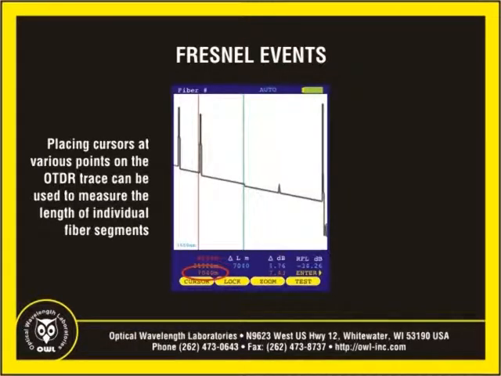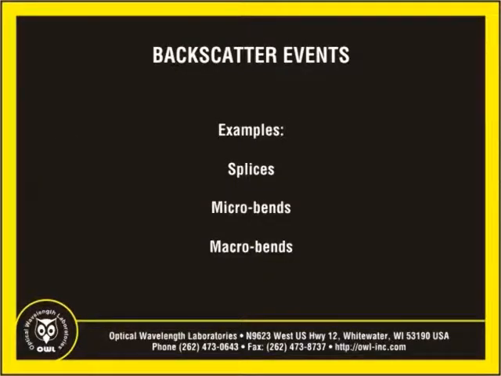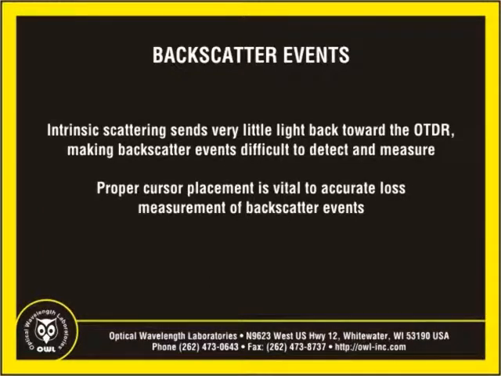Placing the cursors at various points along the OTDR trace can also determine the length of individual segments of the fiber network. The OWLTrek can also detect and measure backscatter events on short to moderate length fiber links. Tweaking pulse width and averaging settings may enhance the OWLTrek's ability to detect backscatter events. However, even with optimal settings, some low-loss backscatter events may not be detectable. Backscatter events are more difficult to measure and interpret than reflective events. Proper cursor placement is vital to the accurate measurement of backscatter events. It should be noted that only individuals with prior OTDR training and experience should attempt backscatter event measurement.